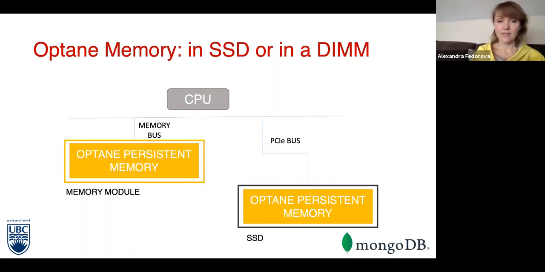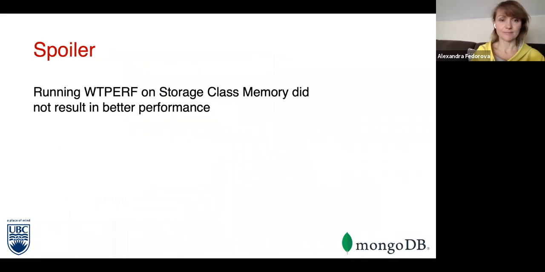So in the first case, we have Optane technology sitting on a memory bus close to the CPU, and in the second case, it is sitting on a PCI bus, just like a normal SSD. And in this talk, whenever I say storage class memory, I refer to persistent memory packaged as a memory DIMM. Like in one of those movies where they first tell you what happened and then they untangle the story, I'm going to tell you that running our performance suite on storage class memory did not result in better performance. So now let's look at the experiments to understand why.